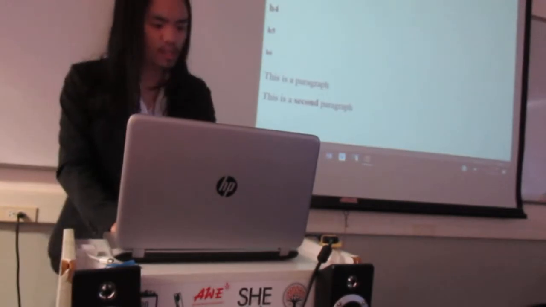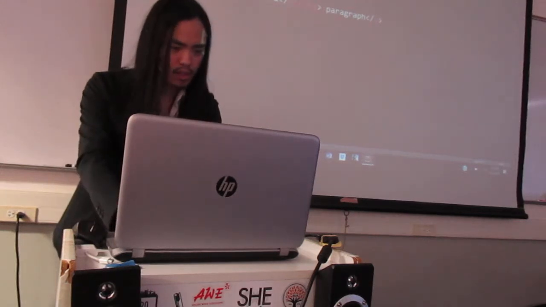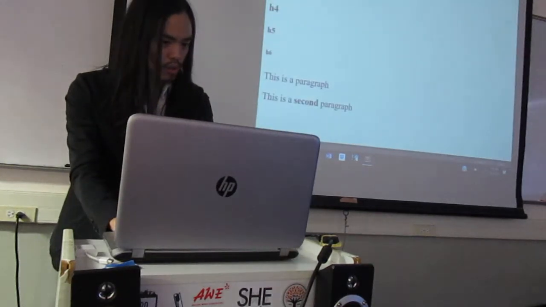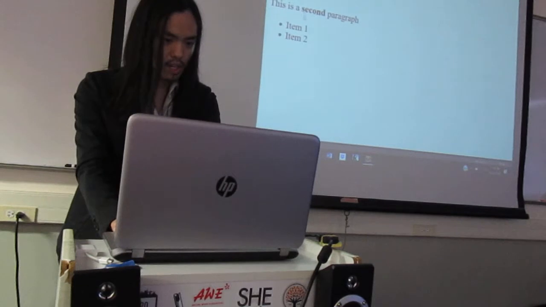We have these titles, and another common element in HTML is the list. Now there's two kinds of lists, an ordered list and an unordered list. So I'm going to show you guys an unordered list. The unordered list is a UL tag, and inside we have an LI, which stands for list item. So if I write this code, what it's going to give us is this, item 1 and item 2.